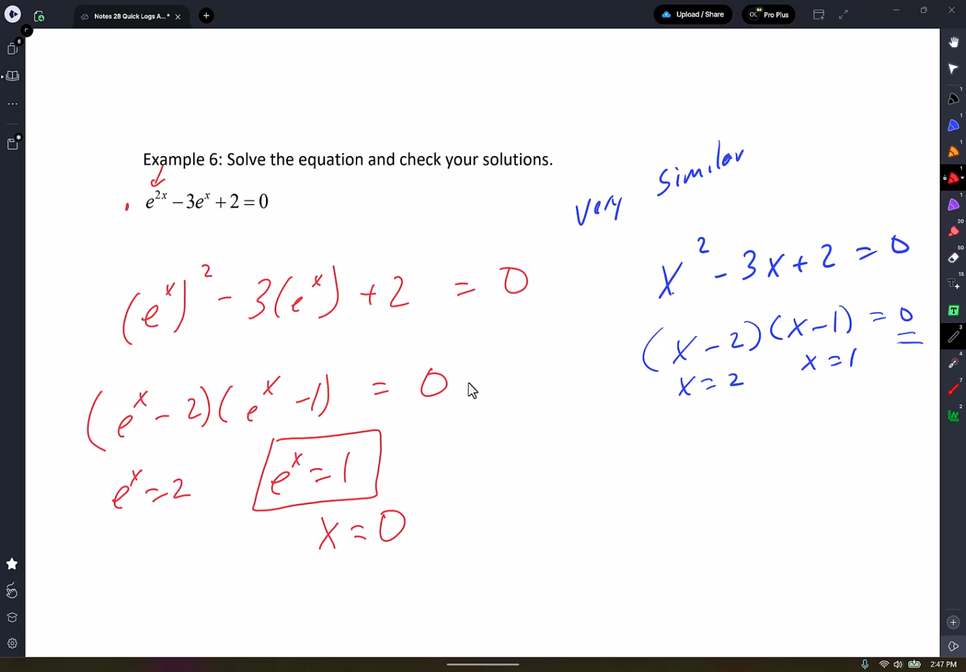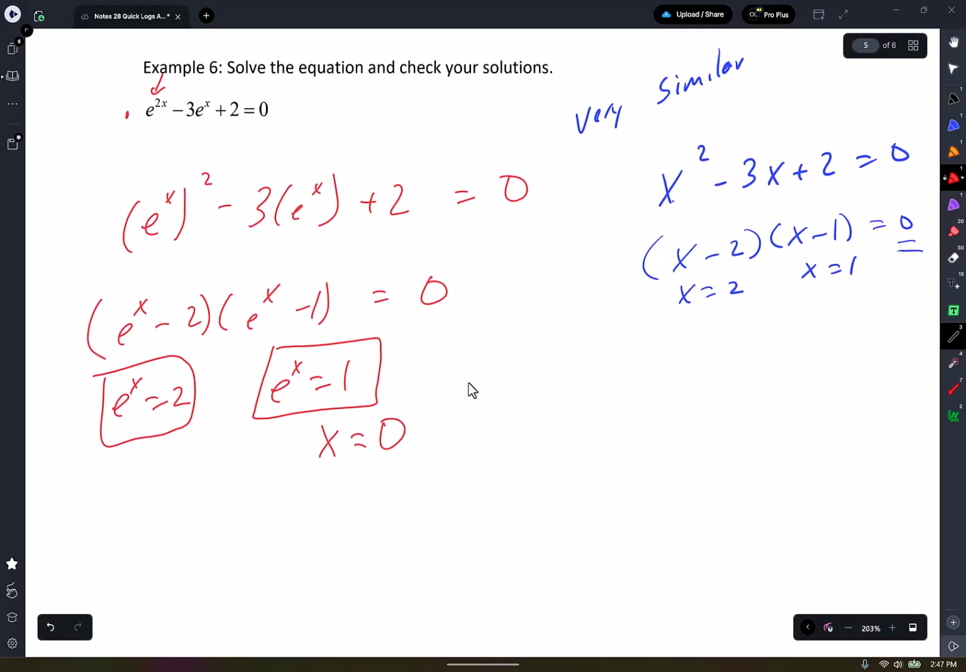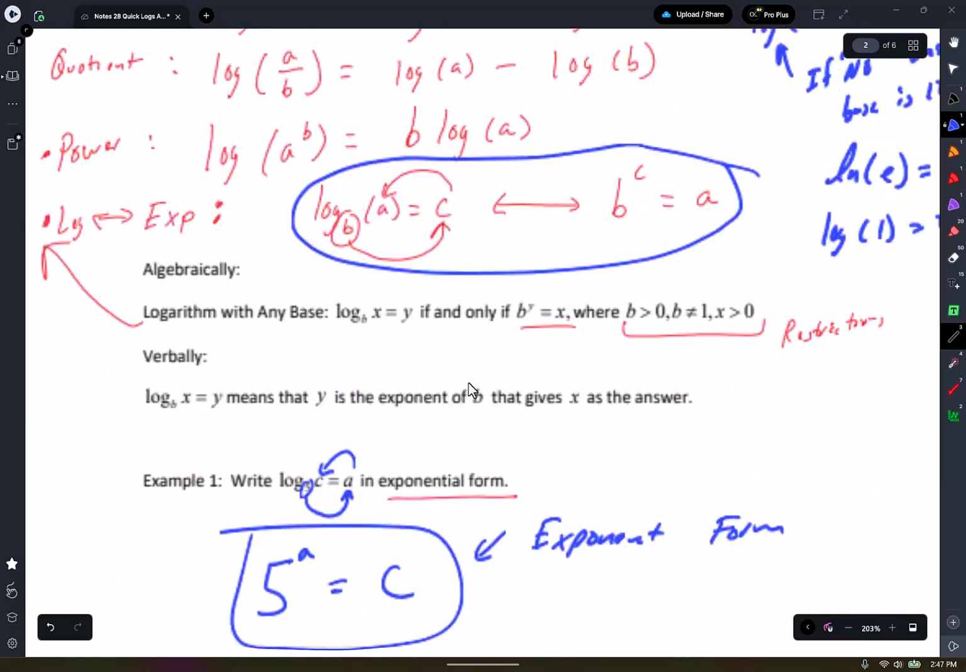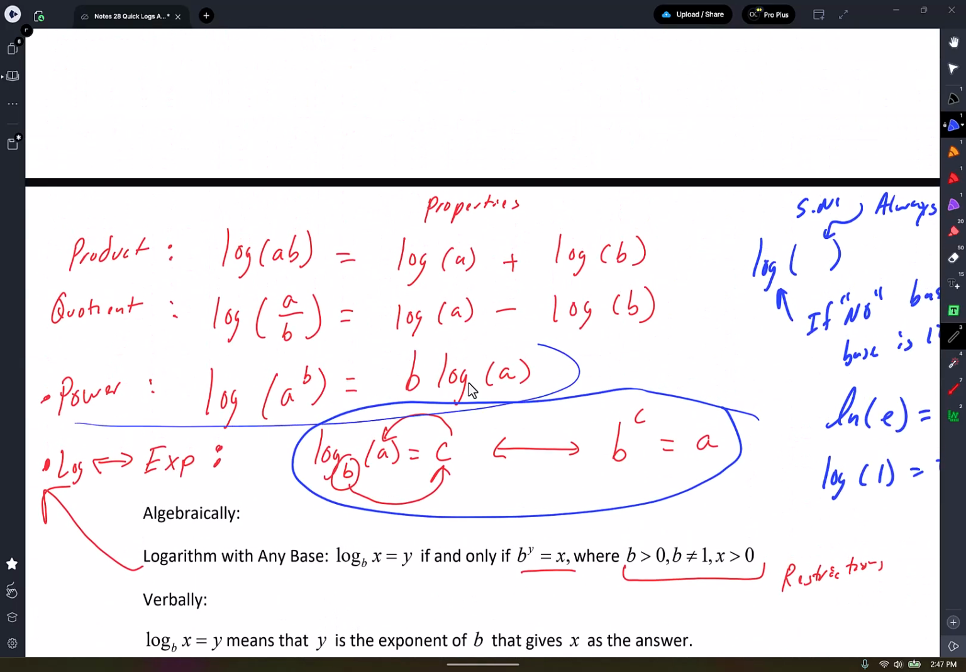How do you guys feel? All right, look at this one. How do I solve for x on that? Well, let's use the logarithmic property, the power rule. We're using this one right here.